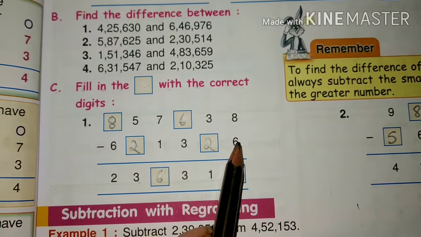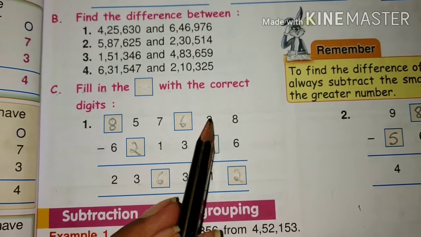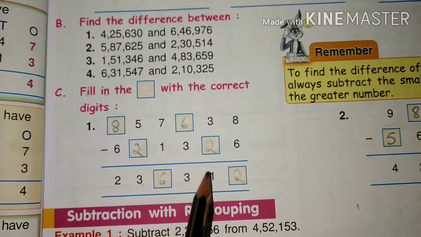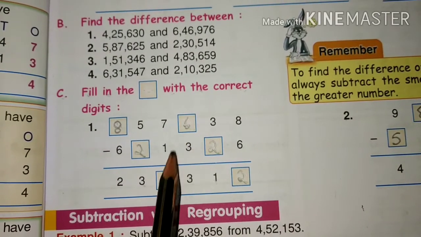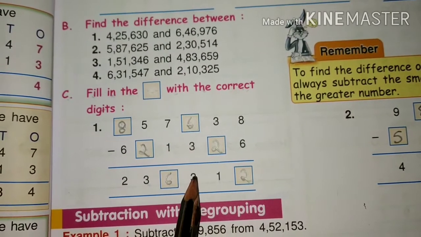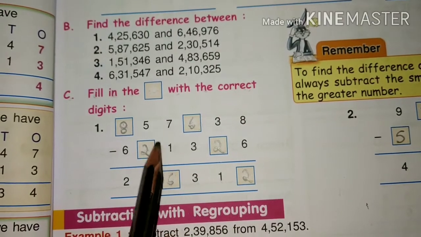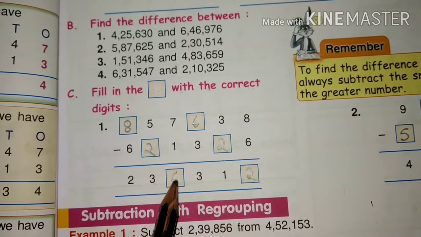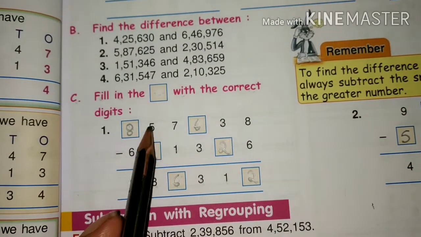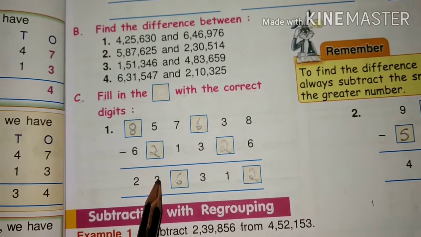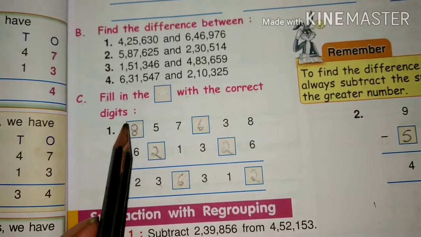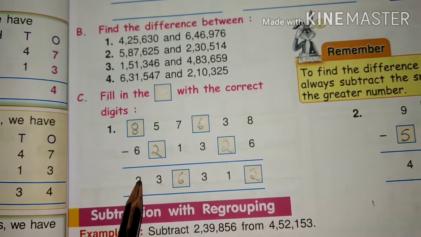8 minus 6 is 2. 3 minus 1 is 2 because 3 minus 2 is 1. 3 plus 3 is 6 because 6 minus 3 is 3. 7 minus 1 is 6. 5 minus 3 is 2 because 5 minus 2 is 3. 6 plus 2 is 8 because 8 minus 6 is 2.